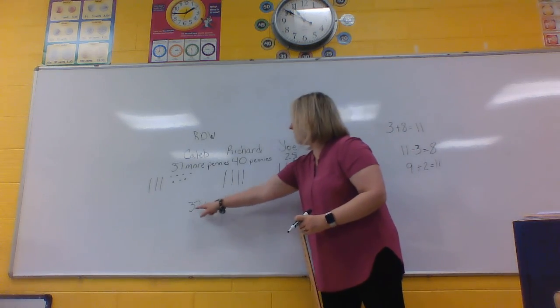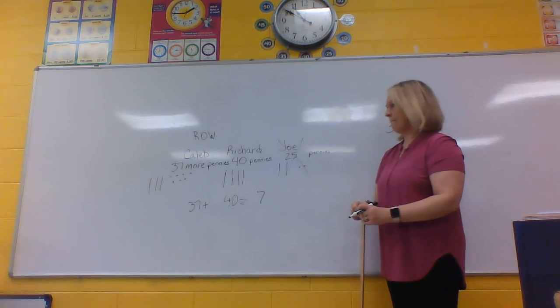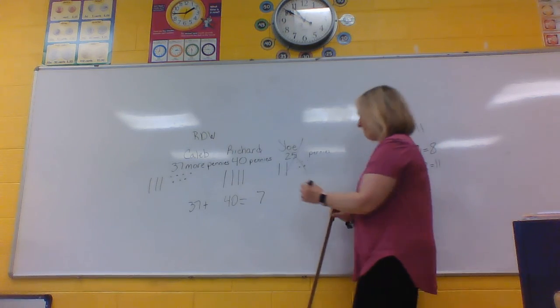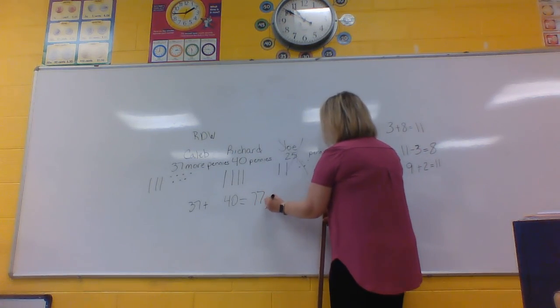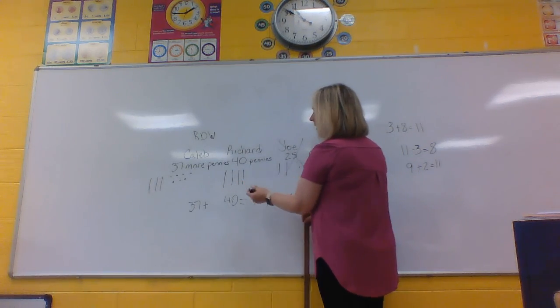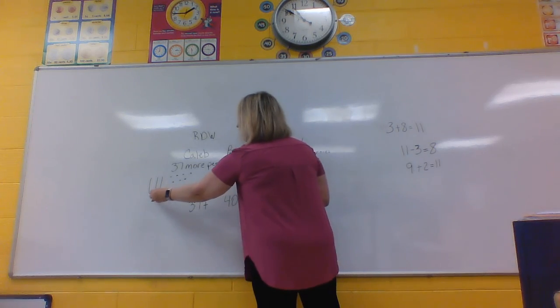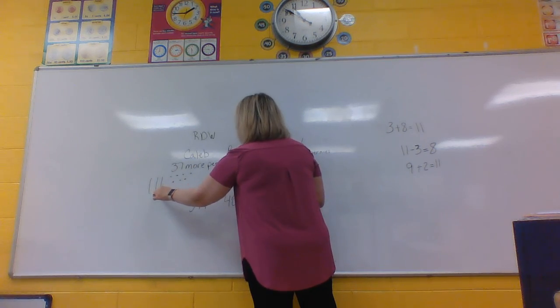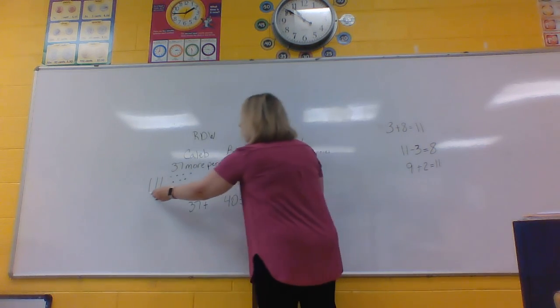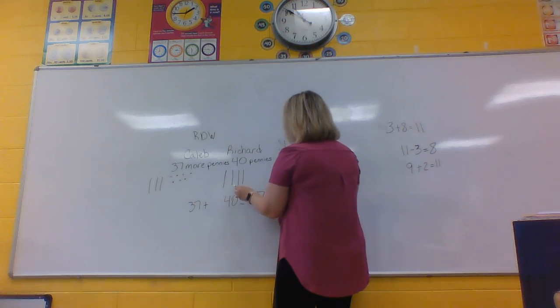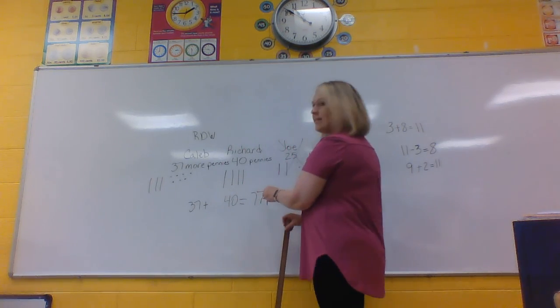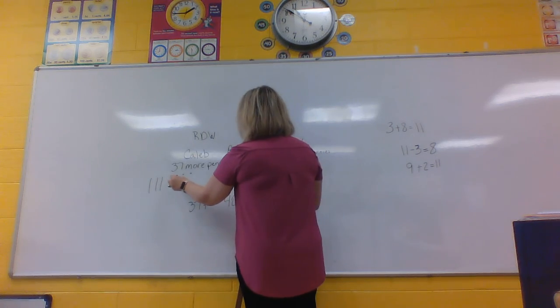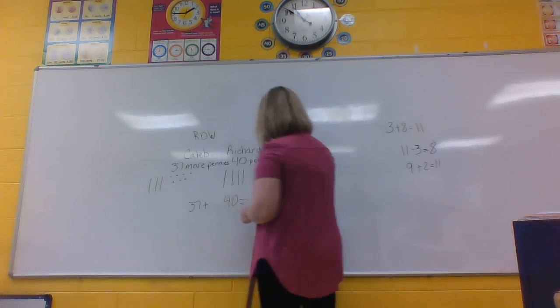What's 3 plus 4? 77. 77 pennies. Could we also count? Let's take a look. Let's count the tens. Count with me. 1, 2, 3, 4, 5, 6, 7. So we know it's 70. Let's count the ones. 1, 2, 3, 4, 5, 6, 7. Did we get it right?